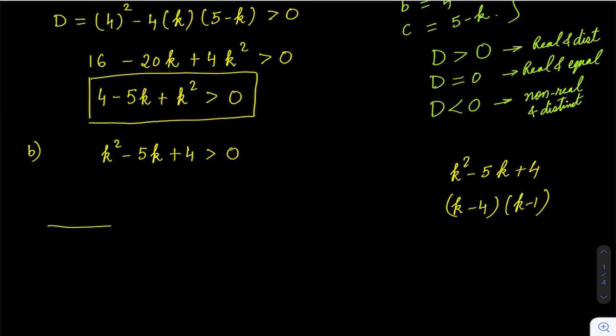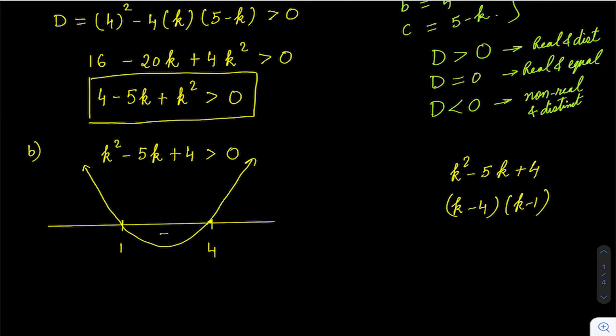So now we know that this is 1, this is 4. Now we will try to draw the rough graph of this quadratic. So one root is 1, other is 4. And you can see that this is a parabola opening upwards. So my graph will be something like this, right? And so this is my graph.